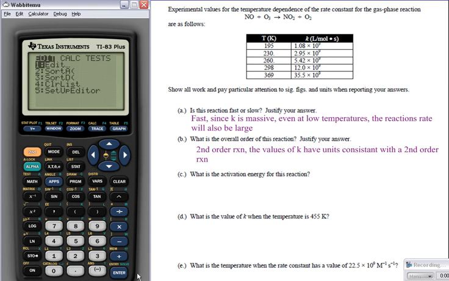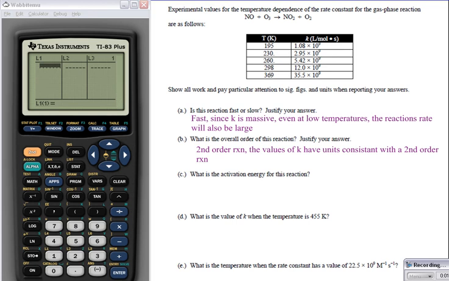Alright, I'm going to put this data in exactly as it appears in the table. For L1, which is typically your x-axis, I'm going to put the temperature values, and for L2, I'm going to put the K values. So really quickly, I'm going to pause you. If you would like, you can return the favor and pause me and do this yourself. Alright, so I've input my values.